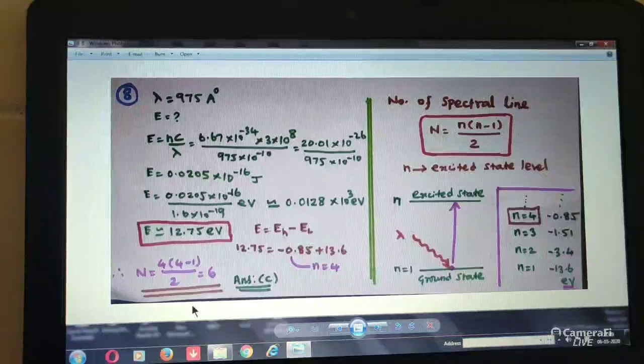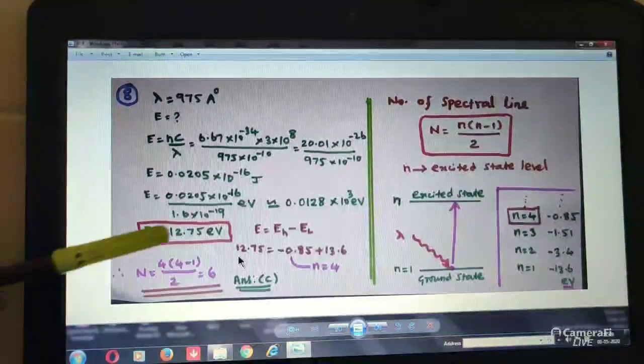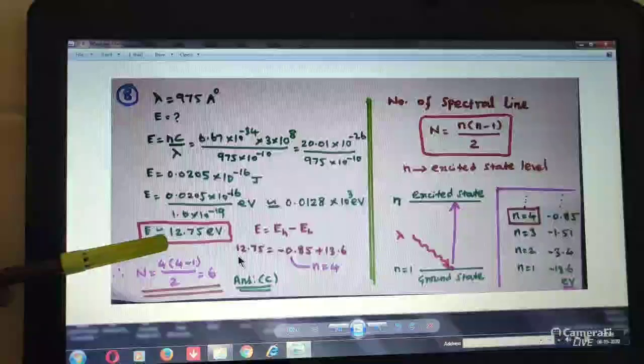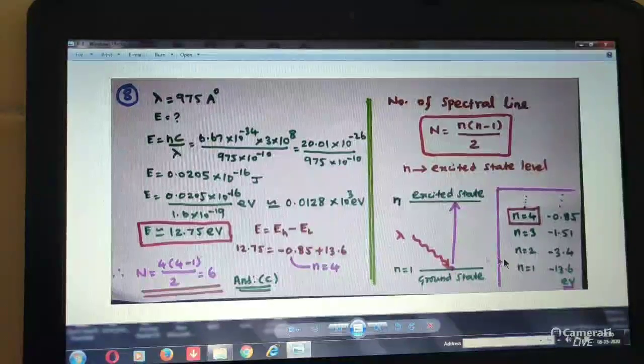Please listen. We know the energy difference between the two levels is E is equal to the higher level energy minus lower level energy. The E value we found now is 12.75, derived from the given data. Actually, what is the meaning? This is the energy difference between the higher level and the lower level. Let us imagine the lower level, already we know, is minus 13.6. Then the higher level we can calculate.